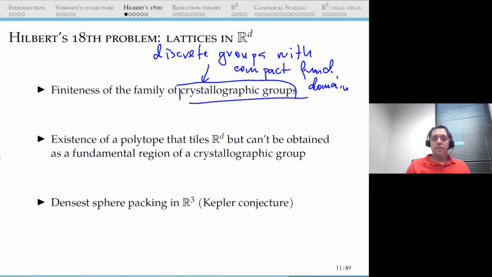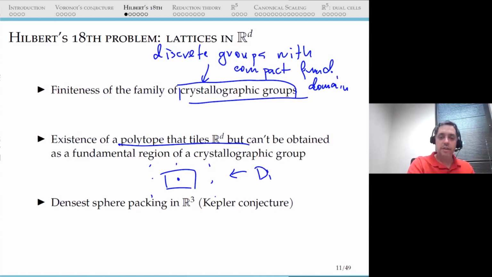The second part is about existence of a polytope that tiles d-dimensional space, but is not a fundamental region of a crystallographic group. Basically, how can we construct polytopes that tile space? We can take a crystallographic group, then take an orbit of one point under that group and take the Voronoi region. That is what is called a Dirichlet polytope, or Dirichlet stereohedron. That construction is due to Dirichlet.